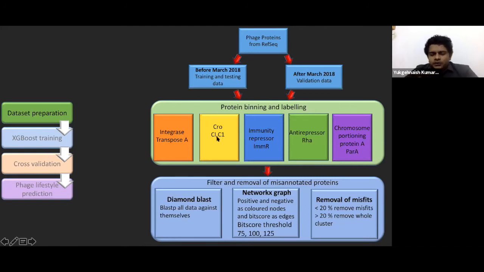Now, one of the problems when working with a lot of sequences from the database was misannotation. In order to remove misannotated proteins, we did a filtering step where we align the proteins and then create a network graph according to the bit score, using different bit score thresholds, 75, 100, and 125, and then we do a step of removal of misfits.